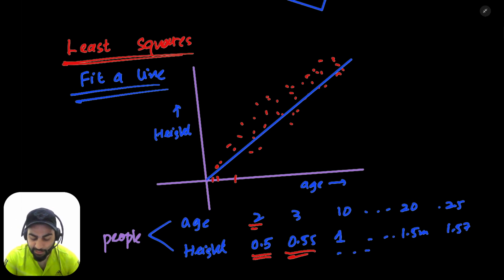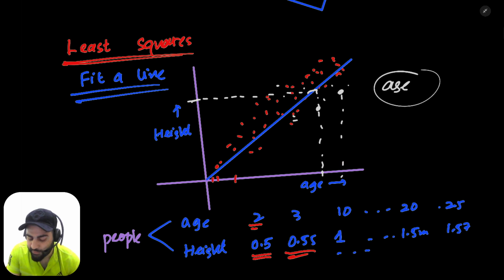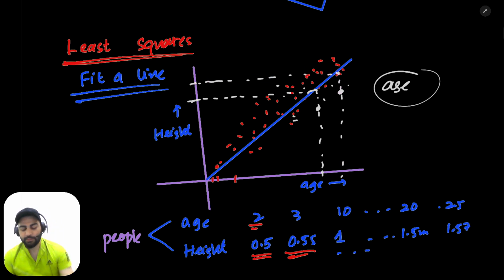For example, if I have some other points which I haven't seen, and somebody gives me the age and asks, can you give me the height of these people? I can just extrapolate this. If this is the age given, then this is the height. If this is the point, then this is the height. This is the problem of least squares.